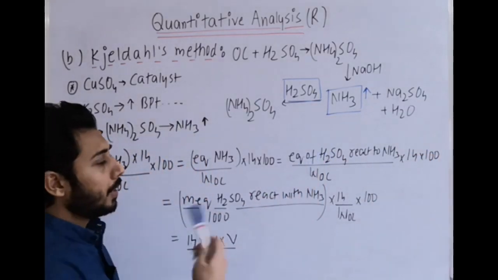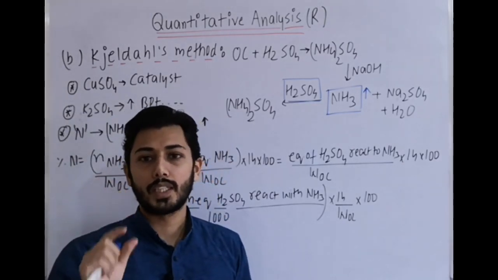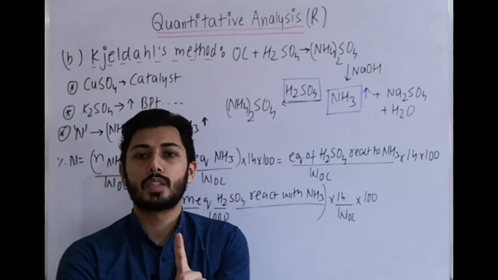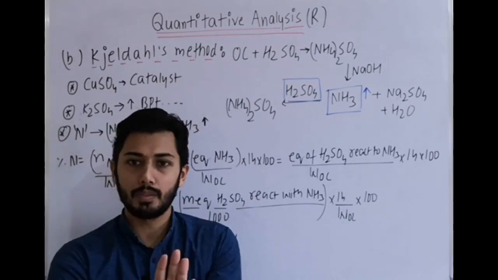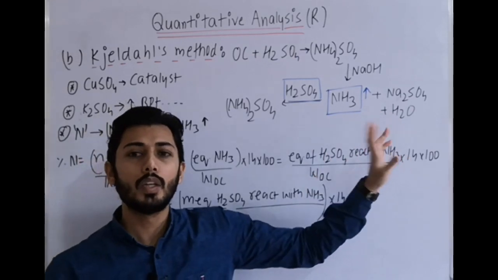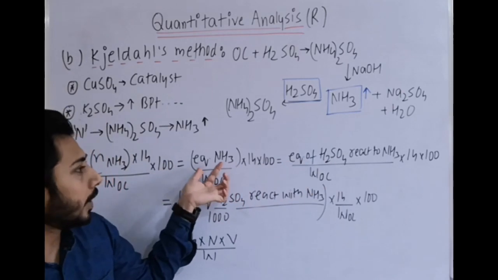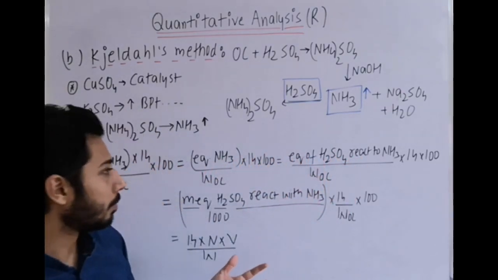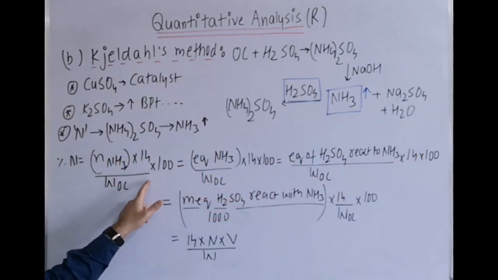Now I am purely talking in terms of the questions that are asked from this method, right? One is that H2SO4 is given, and it is given directly that it is reacting with ammonia. So we will directly multiply the normality of H2SO4 into volume, N1 into V, which is also equal to equivalents of ammonia. So put this value, divide by the weight of the organic compound, into 14 into 100, that is 14 and 100, which come from the beginning.